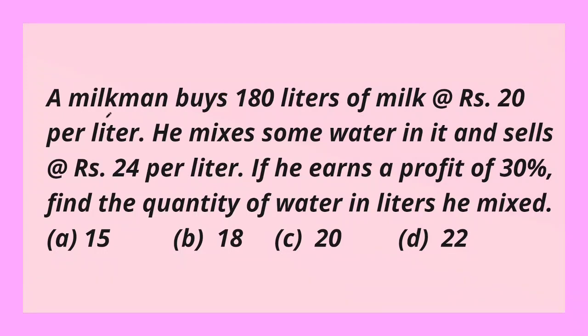Our question is, a milkman buys 180 liters of milk at the rate of rupees 20 per liter. He mixes some water in it and sells at the rate of rupees 24 per liter. If he earns a profit of 30%, find the quantity of water in liters he mixed. The given options are option A 15, option B 18, option C 20, option D 22. These quantities are in liters.